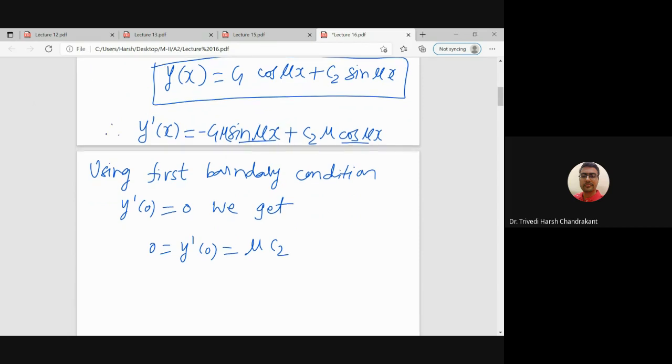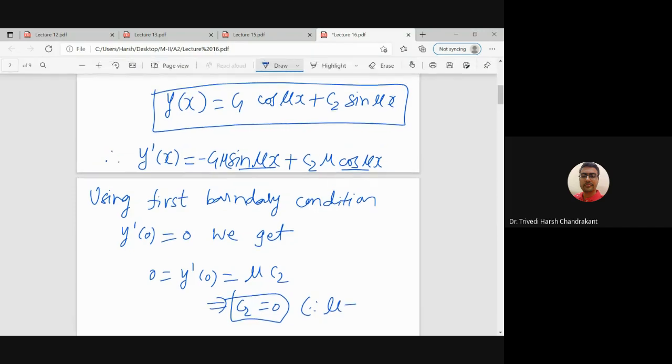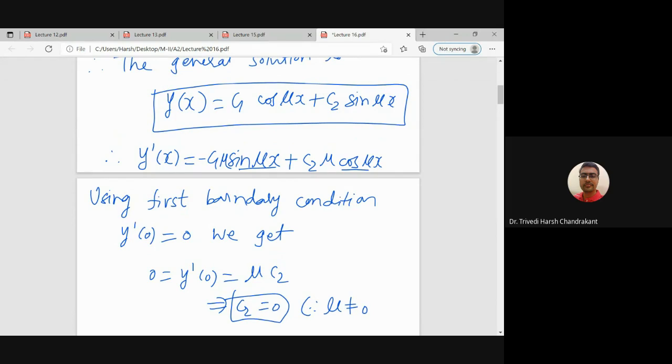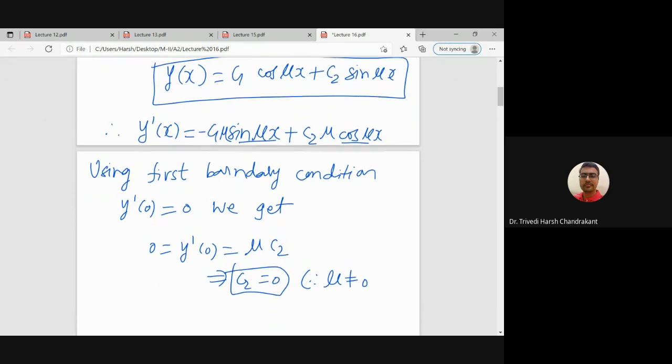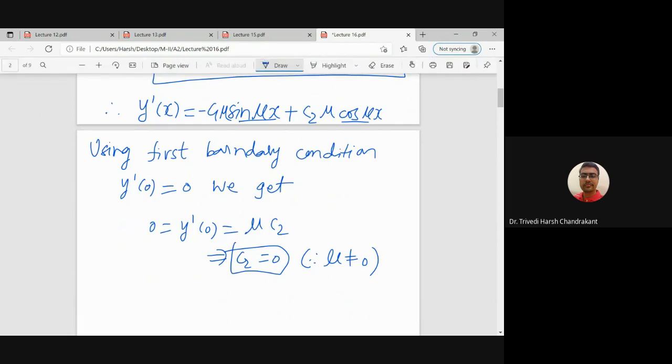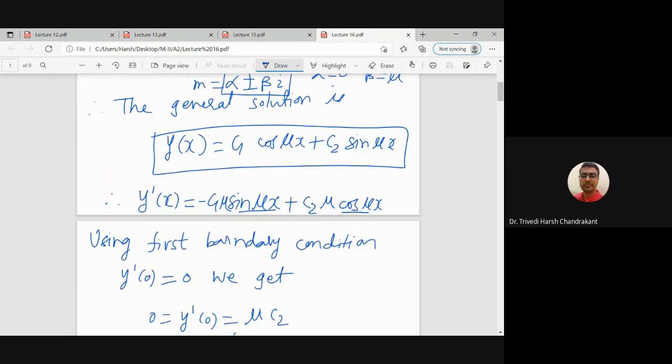that mu is non-zero, right? So since mu is non-zero, what shall we get? C2 is equals to 0, right? Why mu is non-zero? Because we have taken lambda is equals to mu square, and lambda is positive. So that means mu is also non-zero number. Fine. So now if we substitute C2 is 0 in the given general solution, that means this term will cancel out, right? Because C2 is 0.